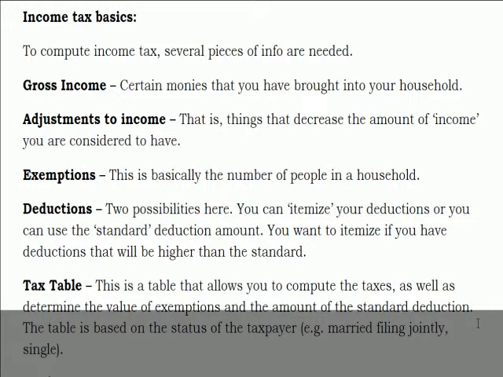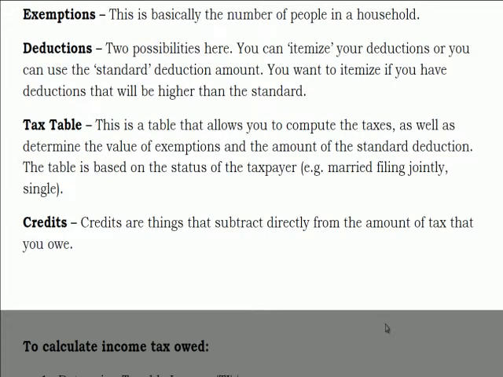In computing your taxes, you can use a tax table to do this, and this is what we're going to do. I'm going to go through this in some examples, so we'll get back to that, but you'll see that as we go through. All right. The other thing to pay attention to are credits. Credits subtract directly off of the amount of tax that you owe. Let's look at the tax calculation, then I'll go back to those definitions briefly.